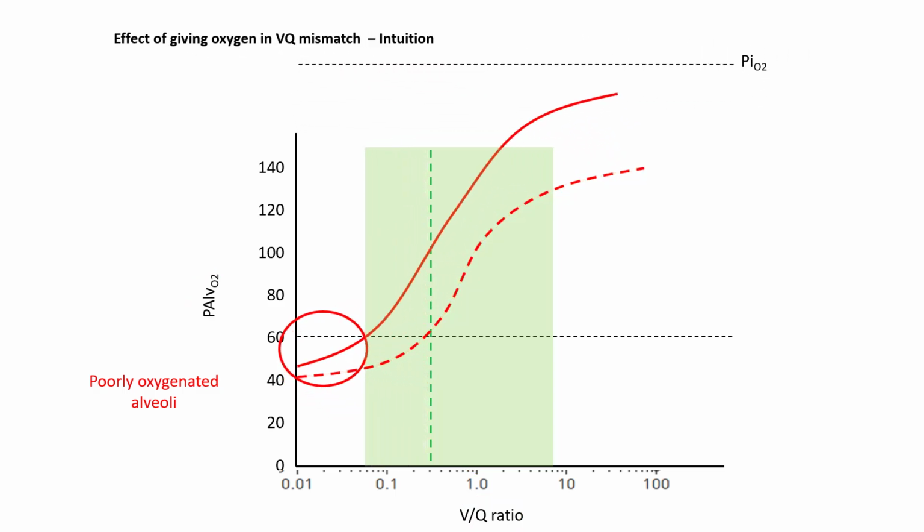If you give them oxygen, you are going to increase the P alveolar O2 more in the areas which are better ventilated and lower in the lower ventilated area.